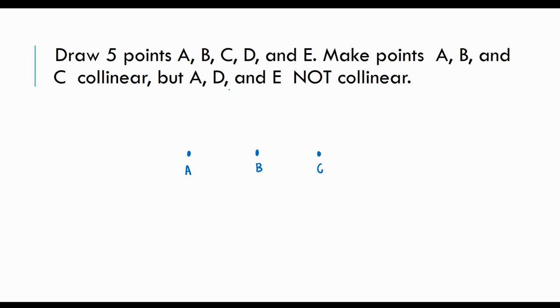E and D are not drawn. So those are the 2 other points that I have to draw to get the 5 points in this picture. But to make them not collinear, if I put point D up here, right now, A and D are on the same line. So I've got to put point E somewhere that will not then form a line with A and D. So I'm going to randomly put that below point B.